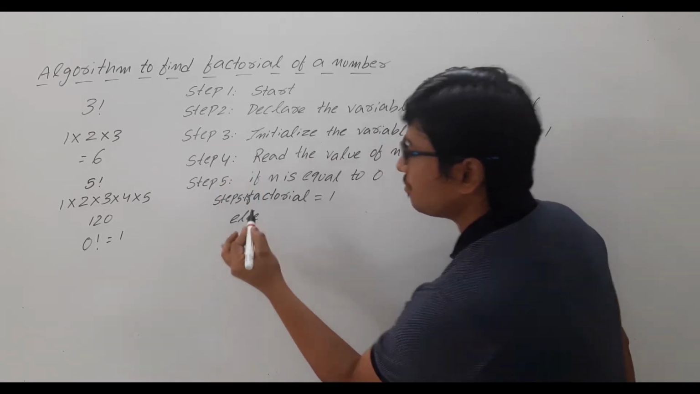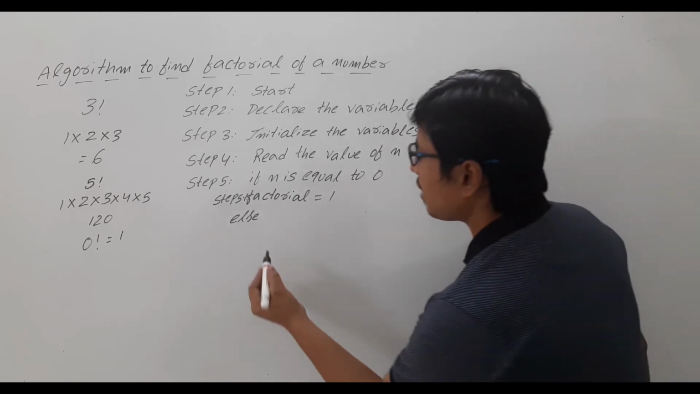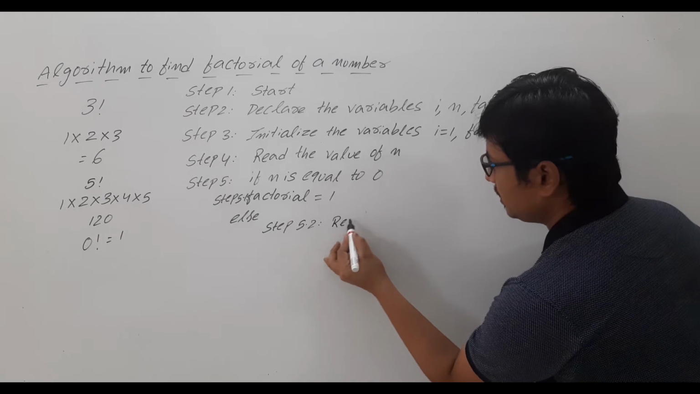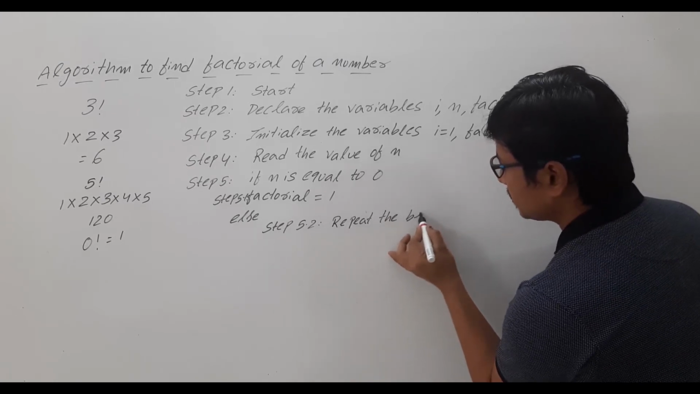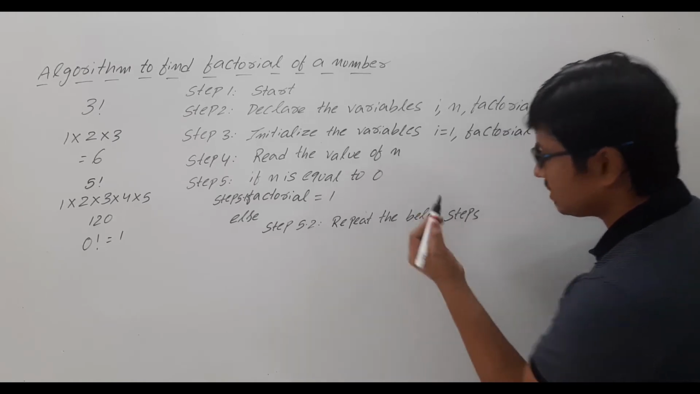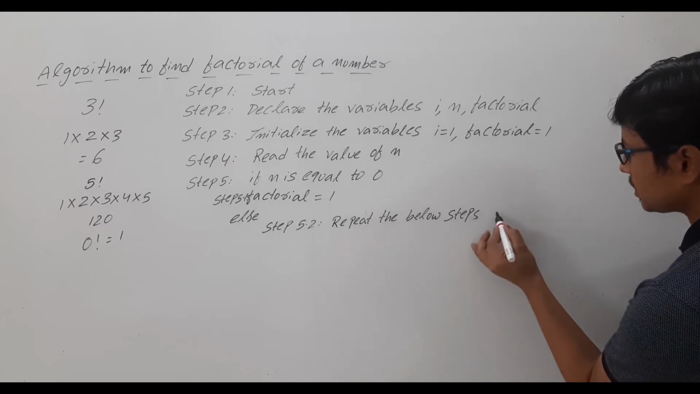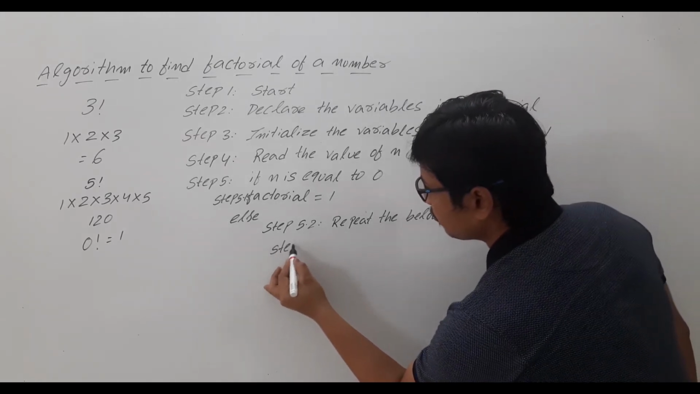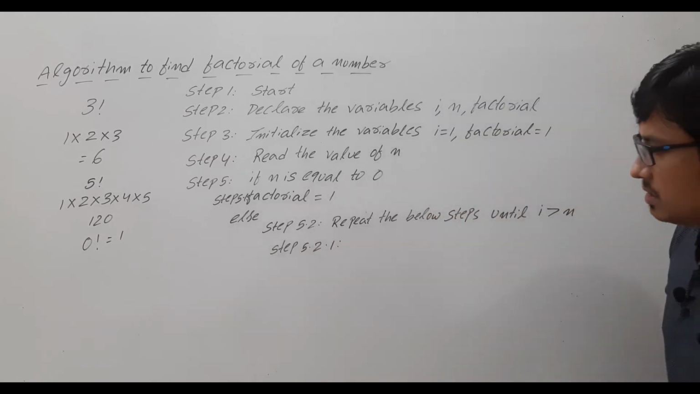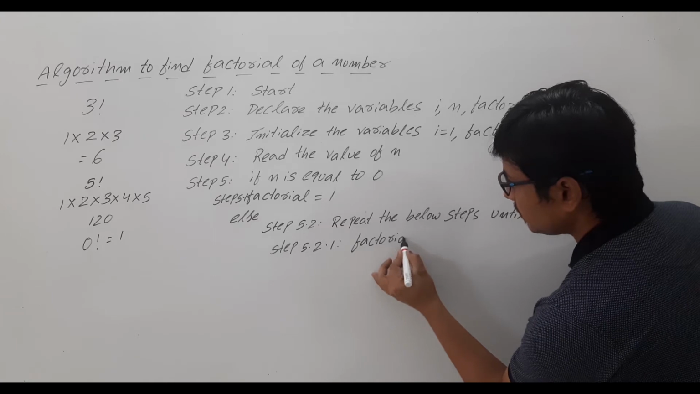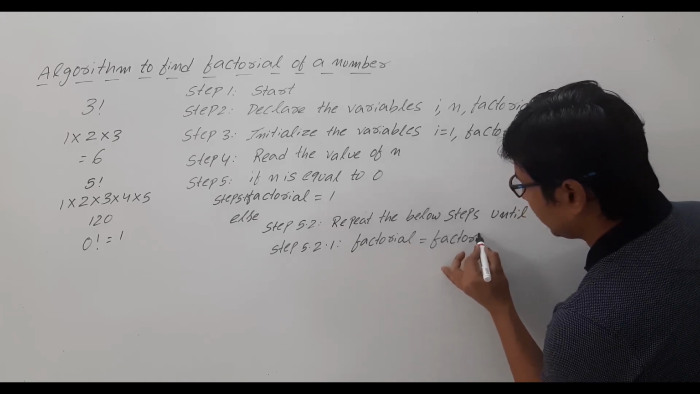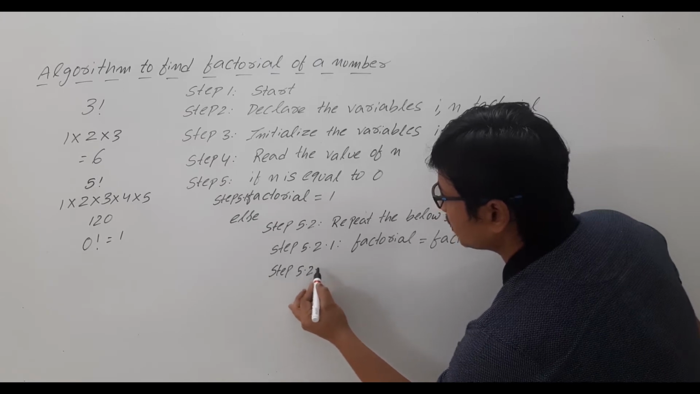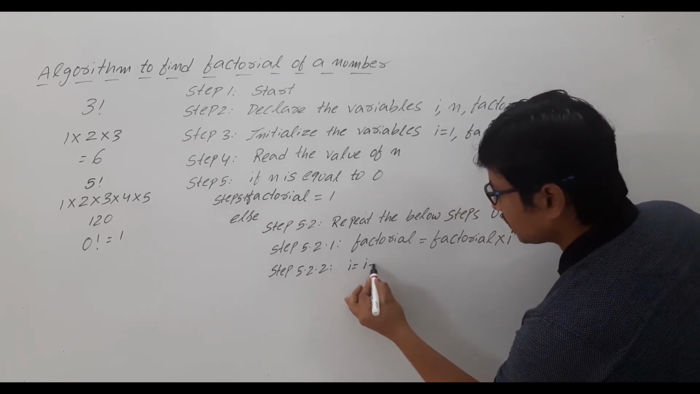Else, meaning if the value is greater than 0, then I need to repeat a few steps. What are those steps? I will write: repeat the below steps until I is greater than n. What are those steps? Step 5.2.1 is factorial is equal to factorial into I. Step 5.2.2 says that I is equal to I plus 1.